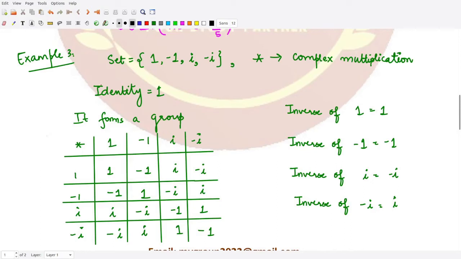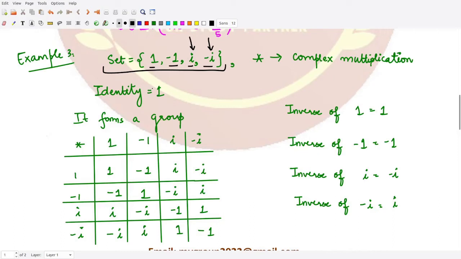Suppose we are having the set containing 4 elements. So now this is a finite set, right? Because it contains only a finite number of elements, which are 4 in our present case. So the elements are 1, -1, iota and minus iota, and the operation here is complex multiplication. Why complex multiplication? Because you see we have complex numbers also present in our set. For this set and for this operation, we wanted to check whether it forms a group or not.